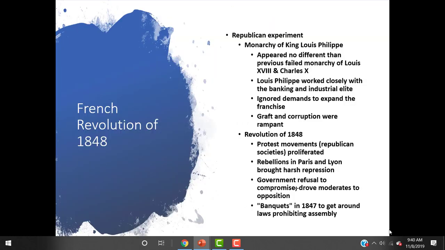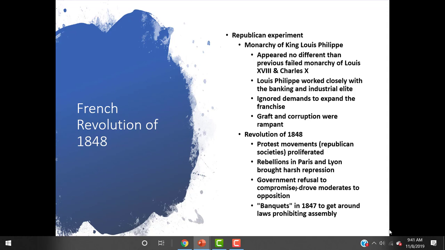And guess what? The monarchy of King Louis Philippe appeared to be no different than the previous monarchs, Louis XVIII and Charles X. And although Louis Philippe worked closely with the banking and industrial elite, he seemed to neglect the poor. And he ignored demands to expand the voting rights. And of course, graft and corruption was nothing new, but were rampant.